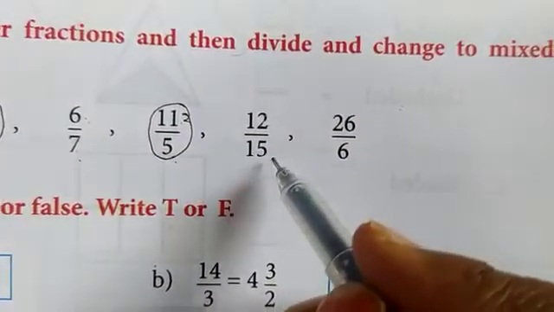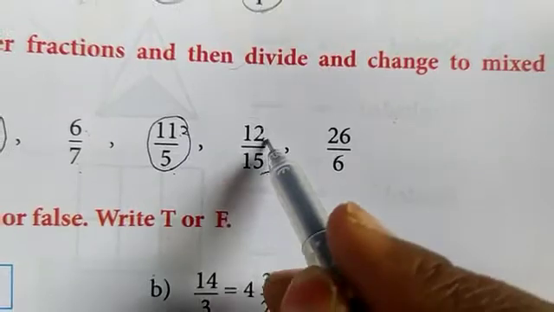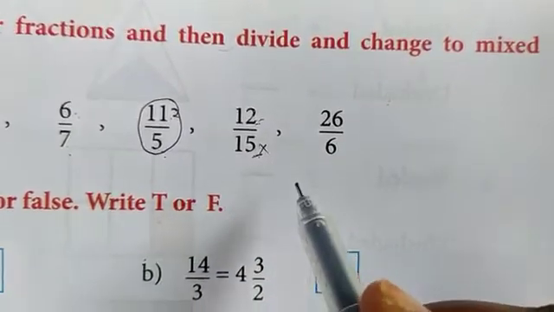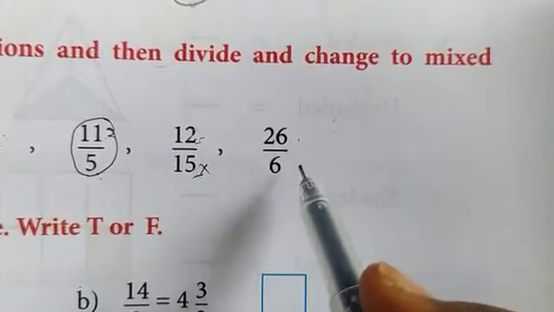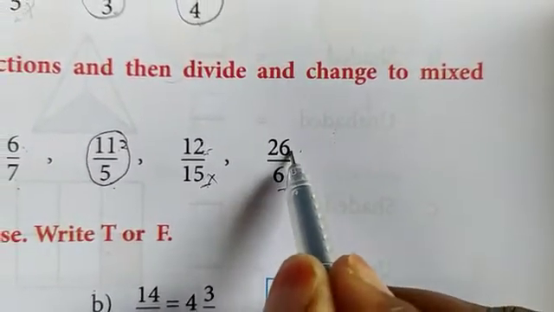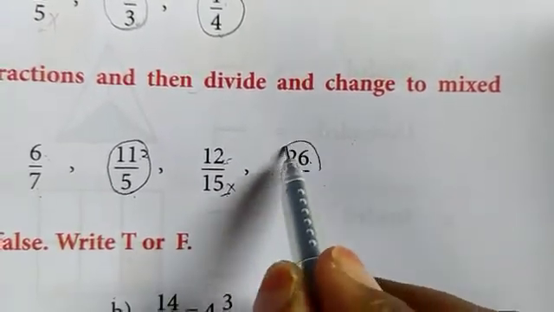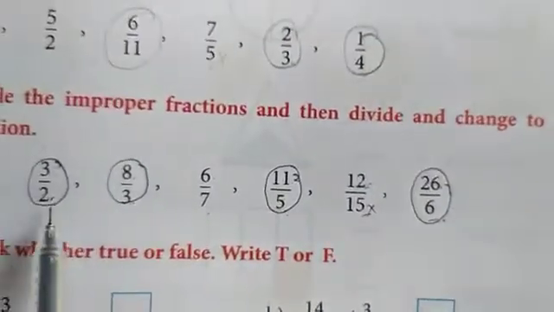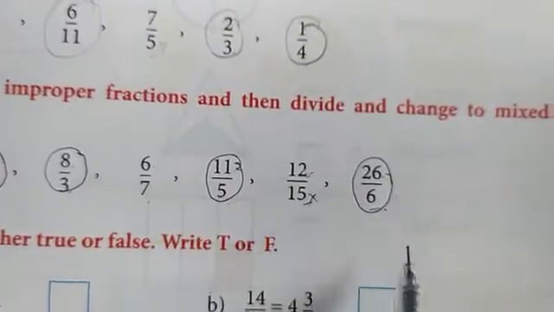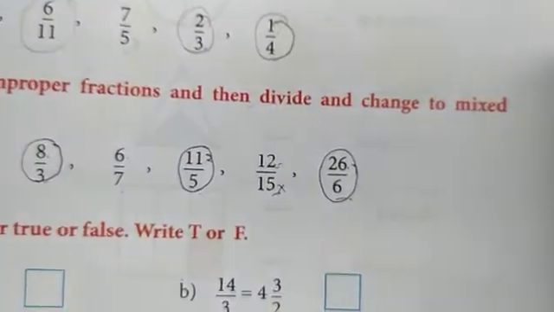12 by 15. 15 is the denominator. Denominator is greater than numerator. So it is not an improper fraction. 26 by 6. 6 is a smaller number than 26, no? So it is an improper fraction. Now we have to change all these 4 improper fractions into mixed fractions.